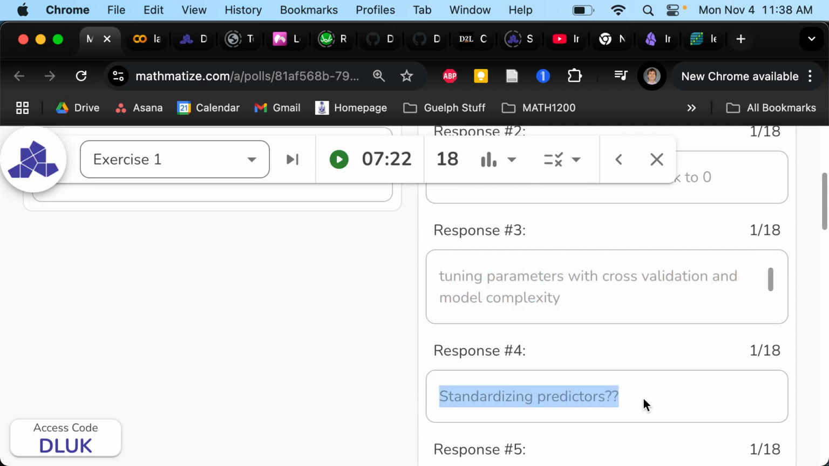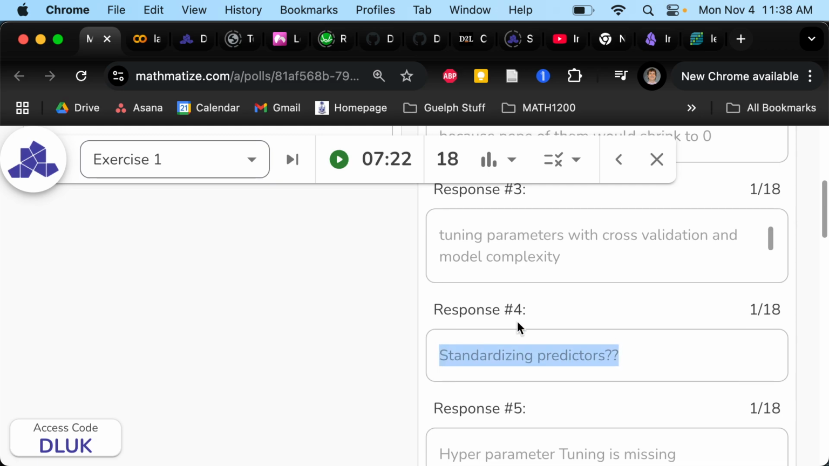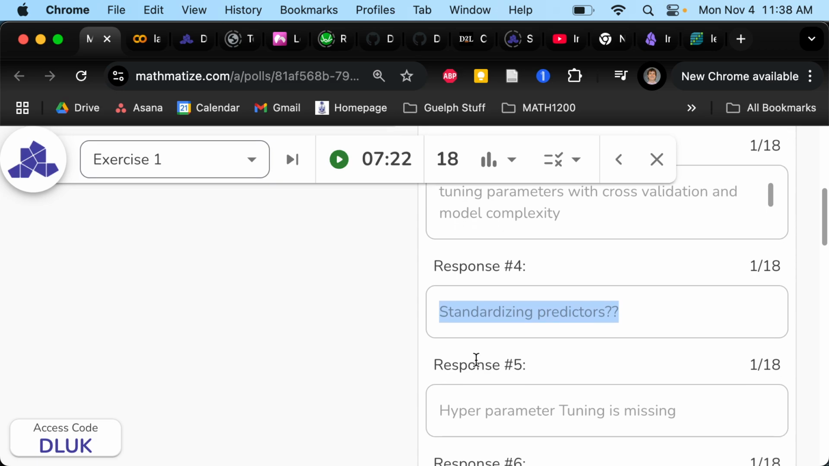Someone wrote standardizing predictors. This is actually the right answer. This is like what is missing. However, this doesn't really explain what is going on and what the problem is. If you understand what the problem is, then you will understand why this is the solution of how to fix it. So this is how to fix it, not what the problem is. So that's the right kind of thing.